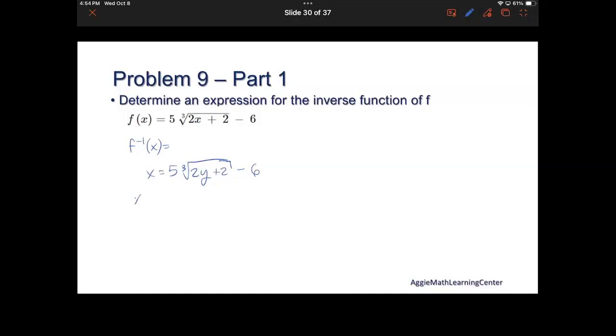So I'm going to add 6 to both sides, and then divide by 5 on both sides, and I'm going to do it super fast. And then to get rid of, in quotation marks, that cube root, I need to cube both sides. So I'm going to do that without writing it necessarily. And then I can subtract 2 and divide by 2. Minus 2 all over 2 to get y. Questions? I went through the algebra fast, I know. What's your final answer?